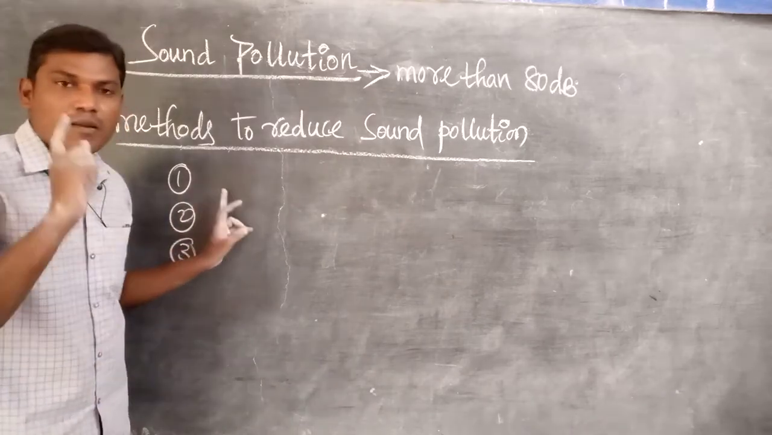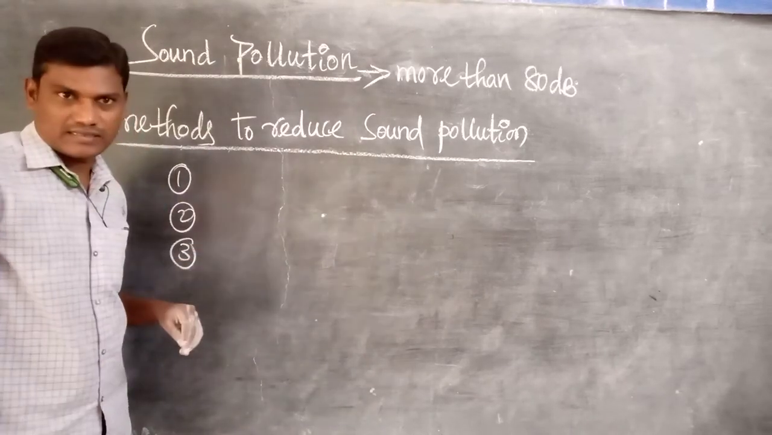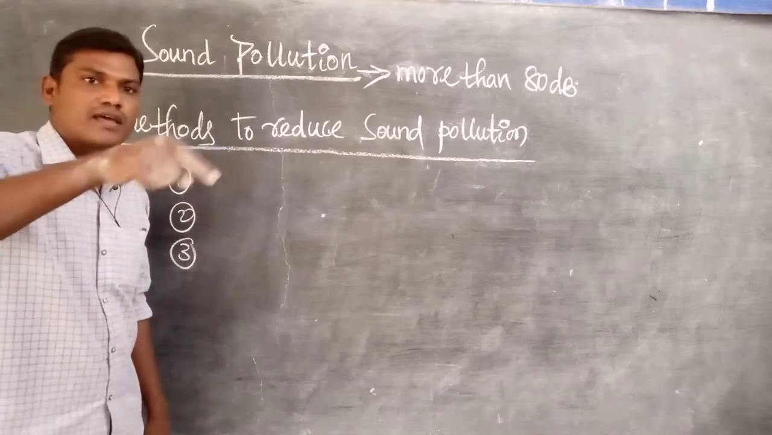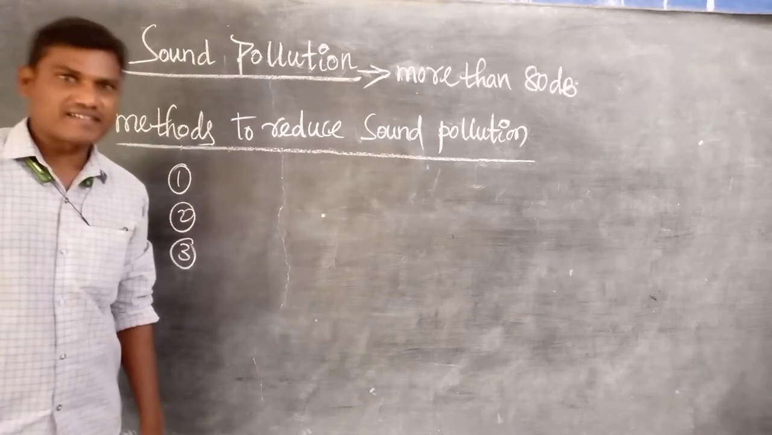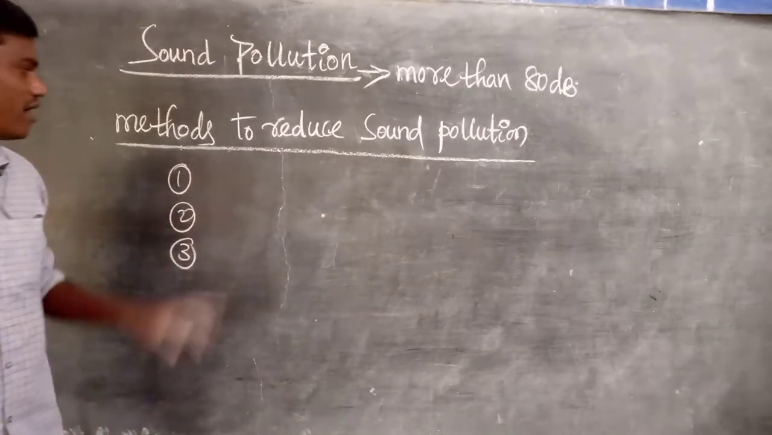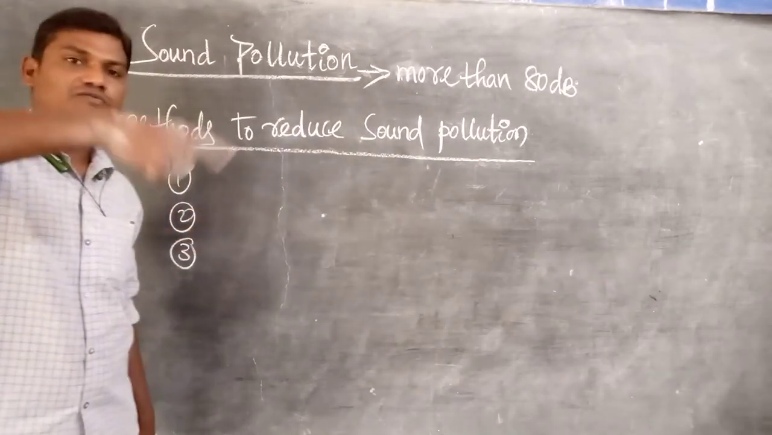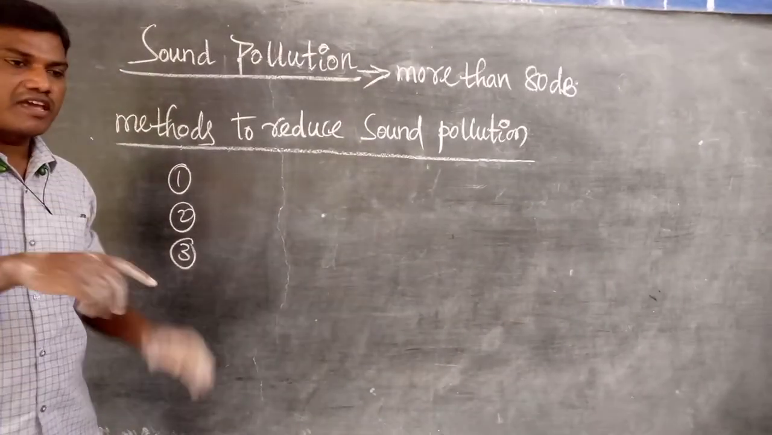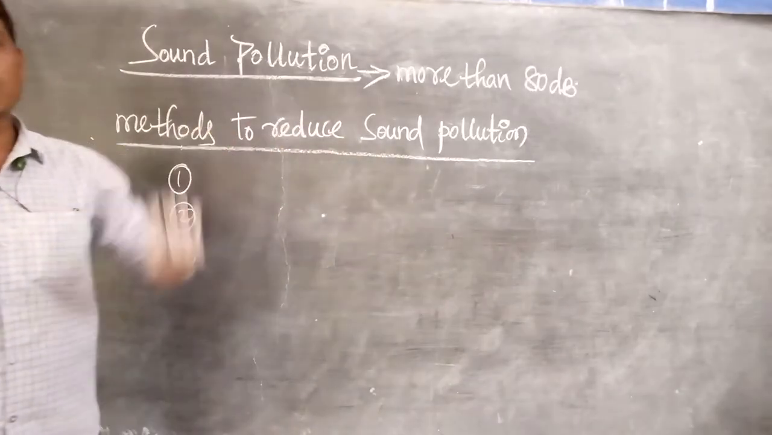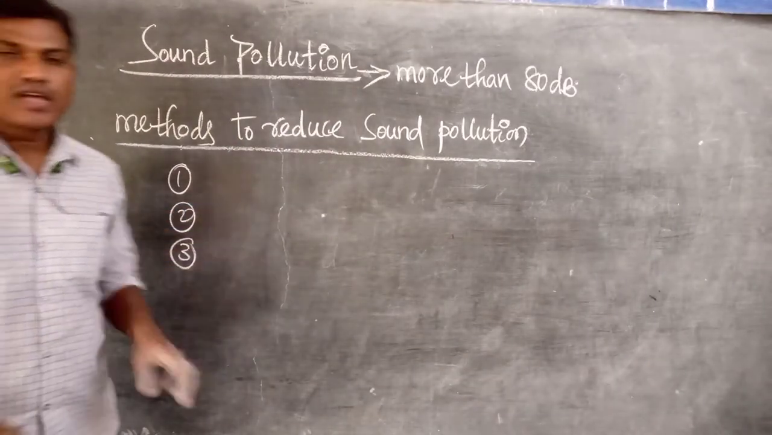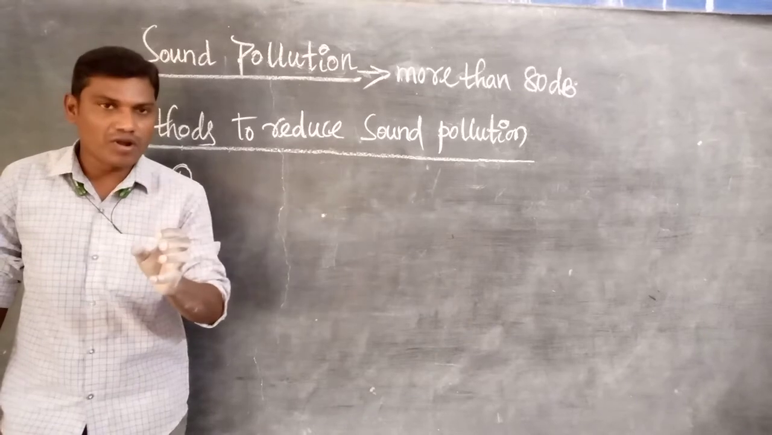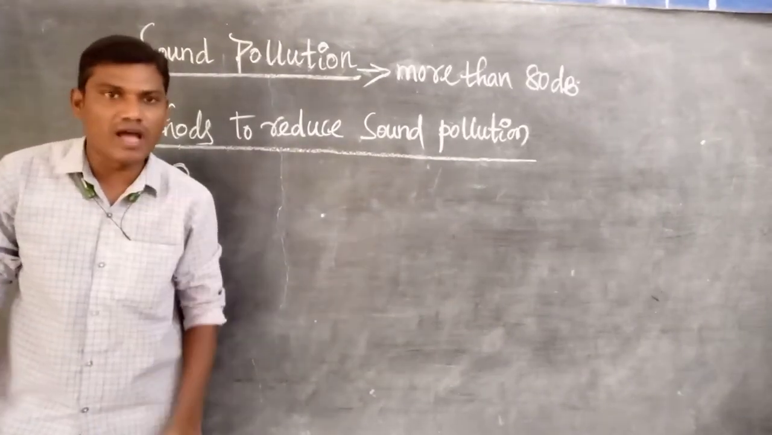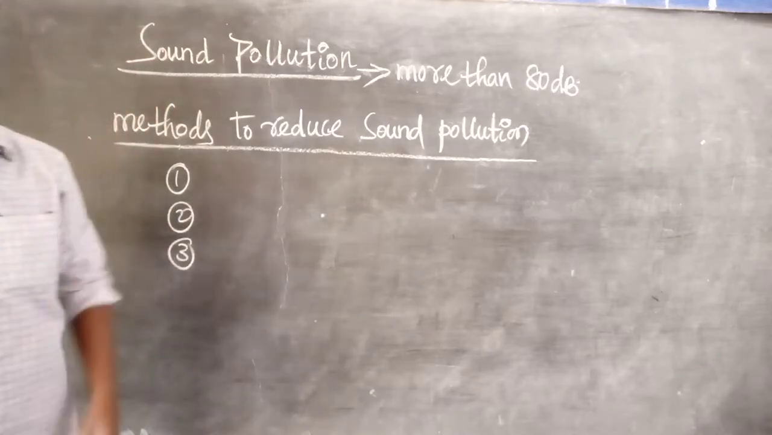First one, planting trees surrounding factories first of all, or industrial areas, and on roadsides near the traffic areas. Because the wood of trees mainly contains cellulose, and the cellulose will absorb the extra sound energy.